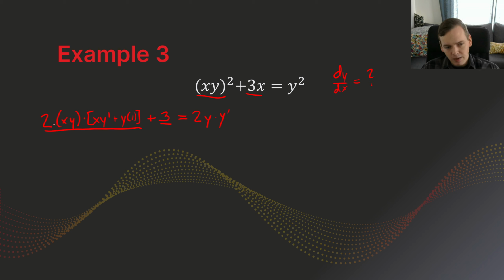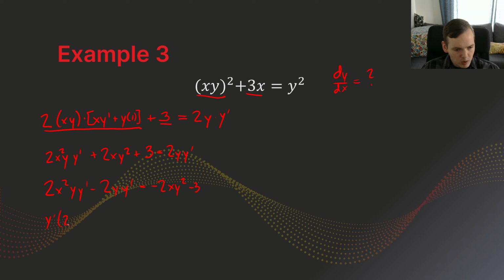So now I've got y primes on both sides, so I have to move everything with y prime to one side, everything without y prime to the other. So let's do some distribution first. We're going to get 2x squared y y prime plus 2xy squared plus 3 is equal to 2y y prime. Then 2x squared y y prime minus 2y y prime is equal to negative 2xy squared minus 3.